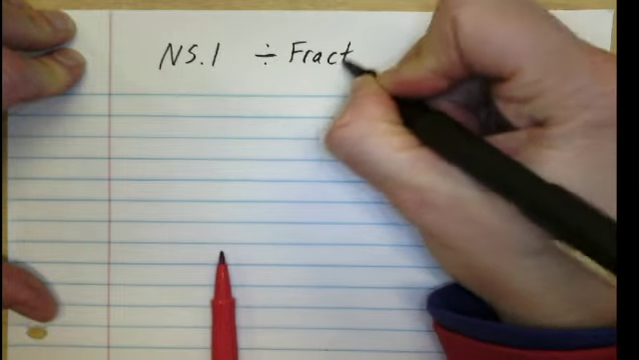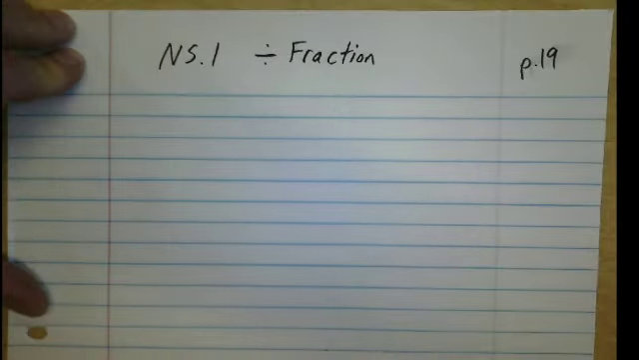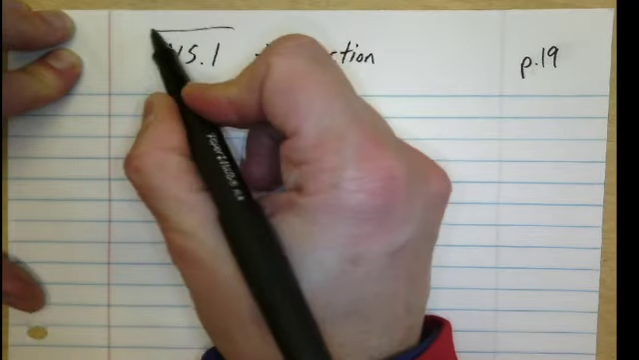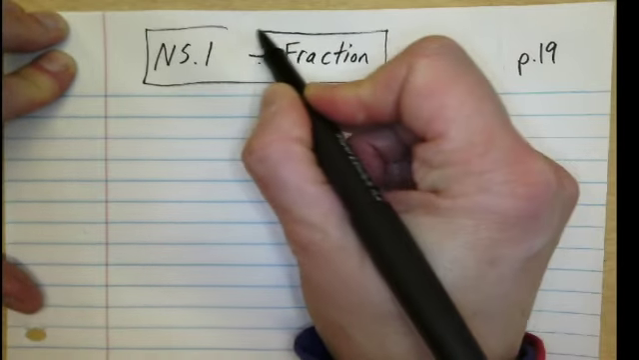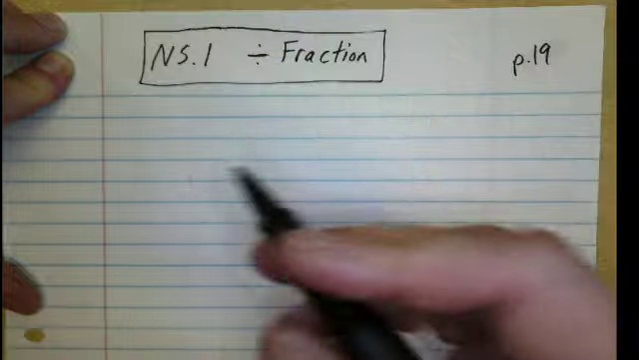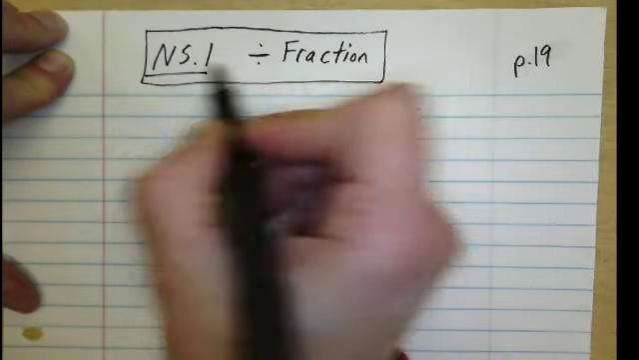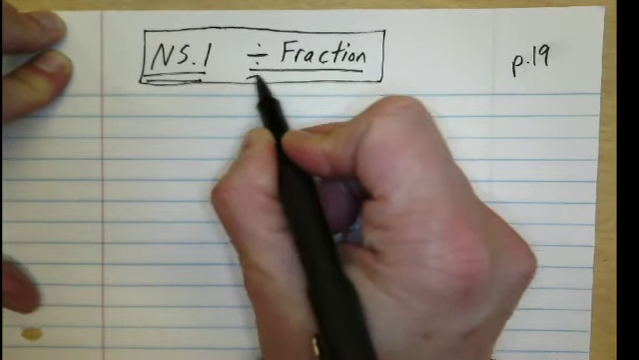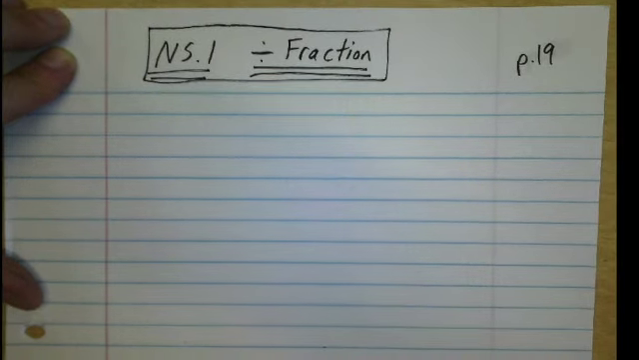So on this test, this is the only standard. You either get MS for passing or NM for not meeting the standard. So MS meets the standard for NS1 on dividing fractions. And so that's what we're going to work on.